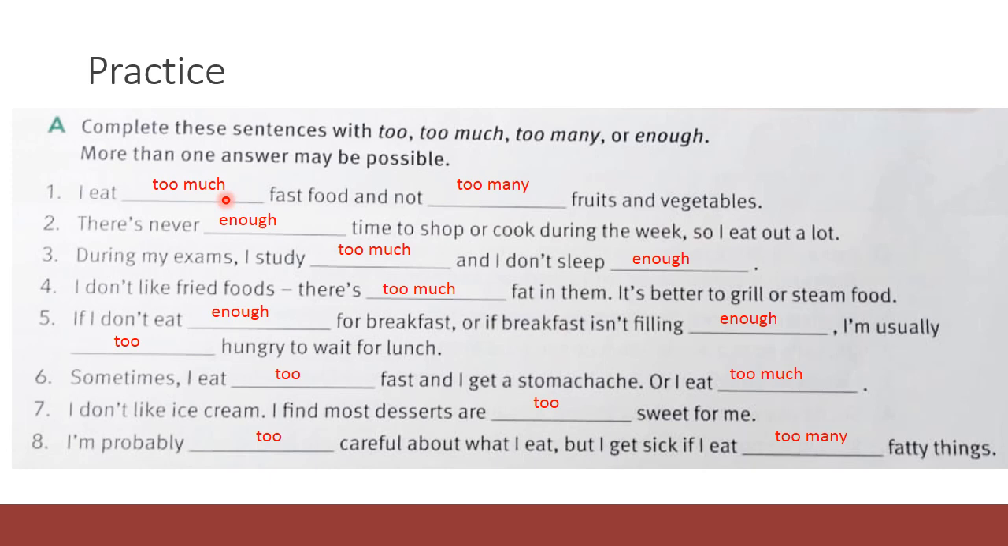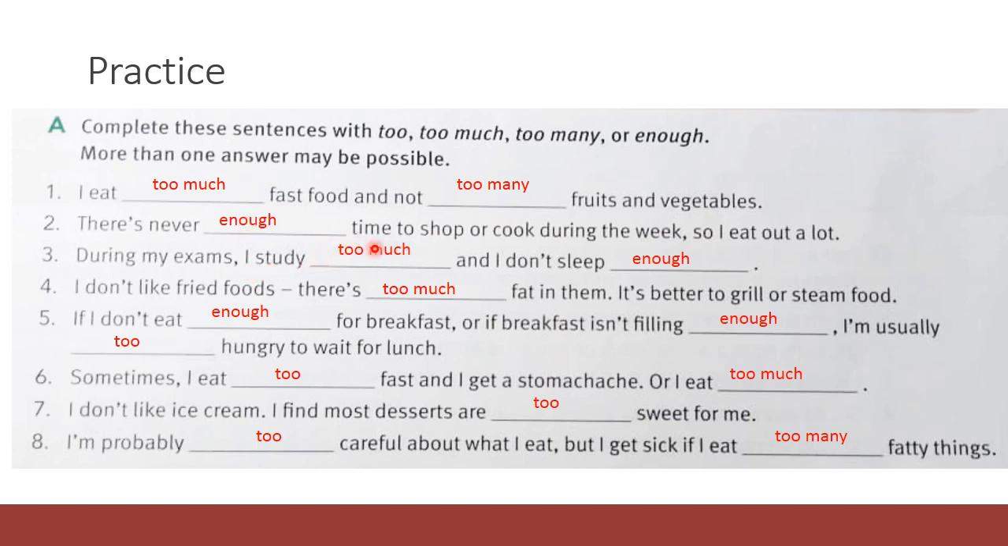Okay, so let's check here. We have fast food. This is a noun, so that's why we use too much. In this case, food is like a non-count noun, and we use much. Too many fruits, because fruits is countable, and we have to use many. There is never enough time. So as the blank space is before the noun, it also helps us to notice that we need to use enough.